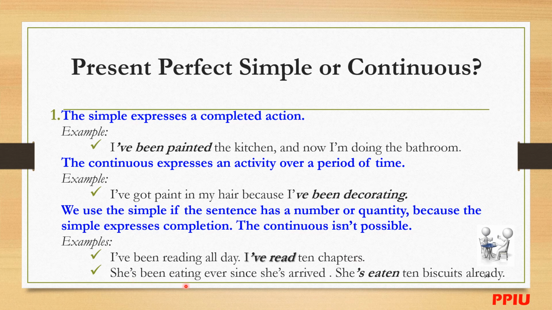Okay, she's been eating ever since she arrived. She's eaten 10 biscuits already. So this one is not yet finished, but this one, she has already finished 10 biscuits. Now, how strong she is. Okay, so this is the first part where present perfect simple is different from the present perfect continuous. All right, so the next one, let's move on.